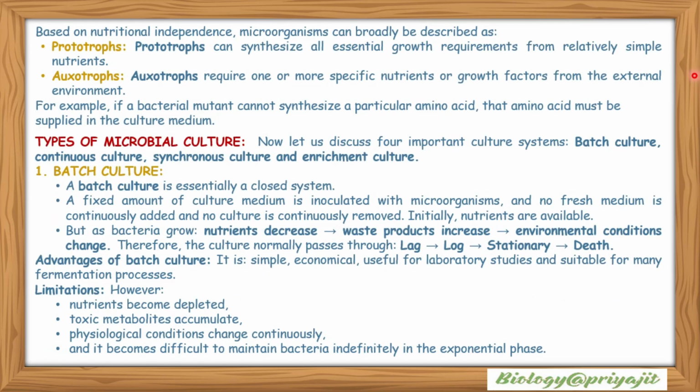Based on nutritional independence, microorganisms can be broadly described as prototrophs, which can synthesize all essential growth requirements from relatively simple nutrients, and auxotrophs, which require one or more specific nutrients or growth factors from the external environment. For example, if a bacterial mutant cannot synthesize a particular amino acid, that amino acid must be supplied in the culture medium. Types of bacterial culture.